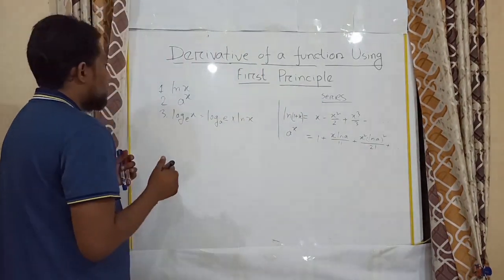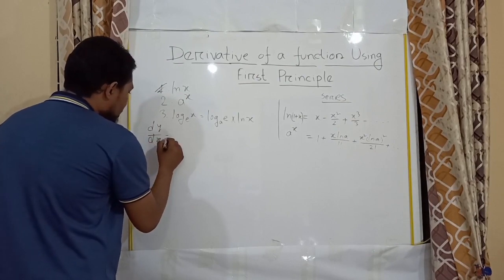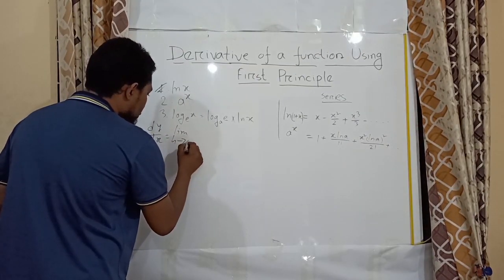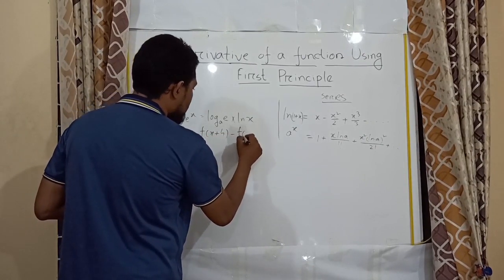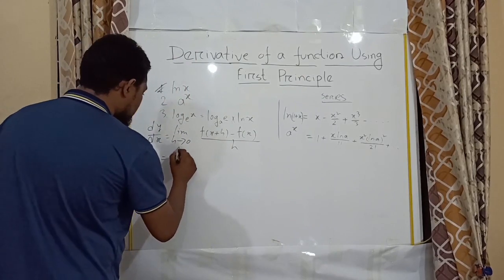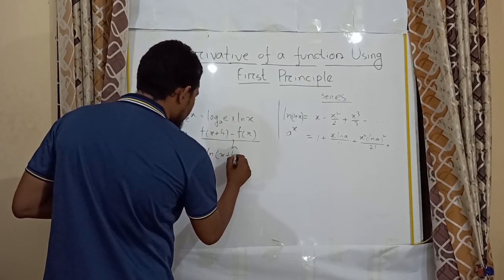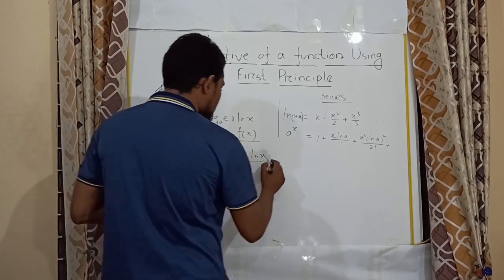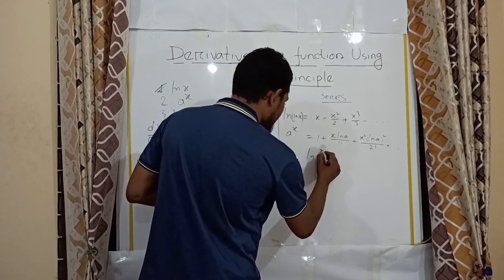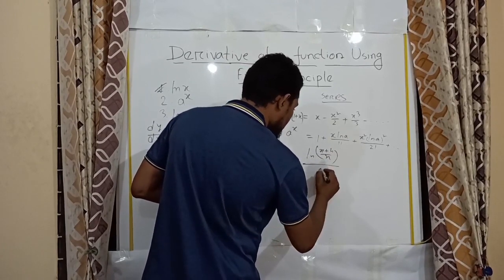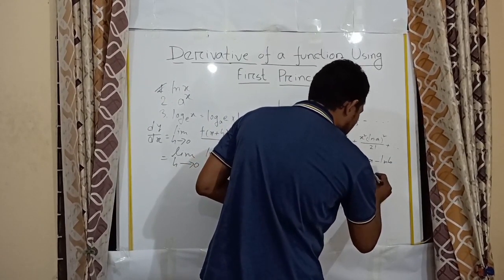So now I am going to the first one. dy by dx equal to limit h tends to 0. I'll do it a little bit precisely. I'm just writing the formula of first principle: limit h tends to 0, f of (x plus h) minus f of x divided by h, which is ln of (x plus h) minus ln x divided by h. So here we can write limit h tends to 0, ln of (x plus h) by x, divided by h. This is because we know the formula ln a minus ln b equals ln a by b.